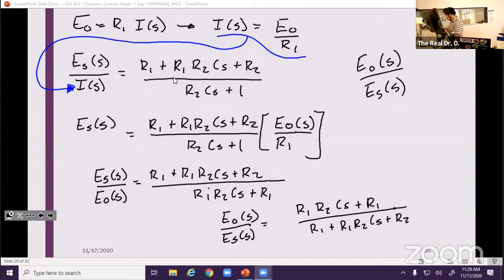Okay. Do one more impedance problem for a circuit. You guys have any other questions?